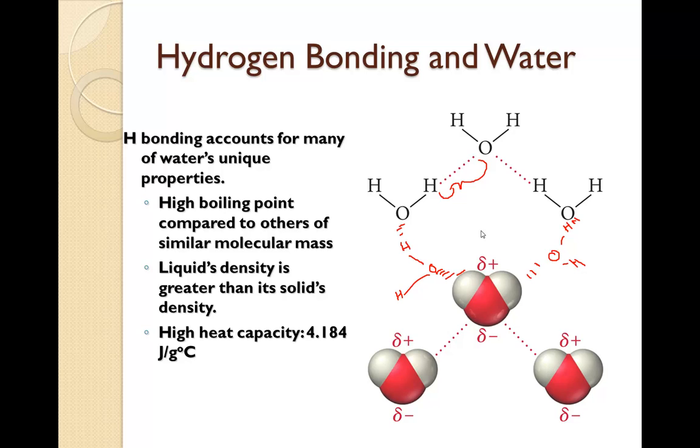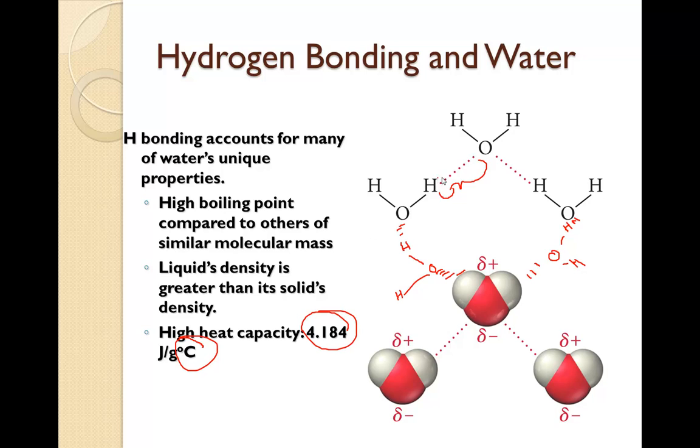The high heat capacity is 4.184 joules per gram degree Celsius, which is extremely high because it has to take up a lot of energy for it to change just 1 degree. So it takes a lot of energy to break this interaction here.